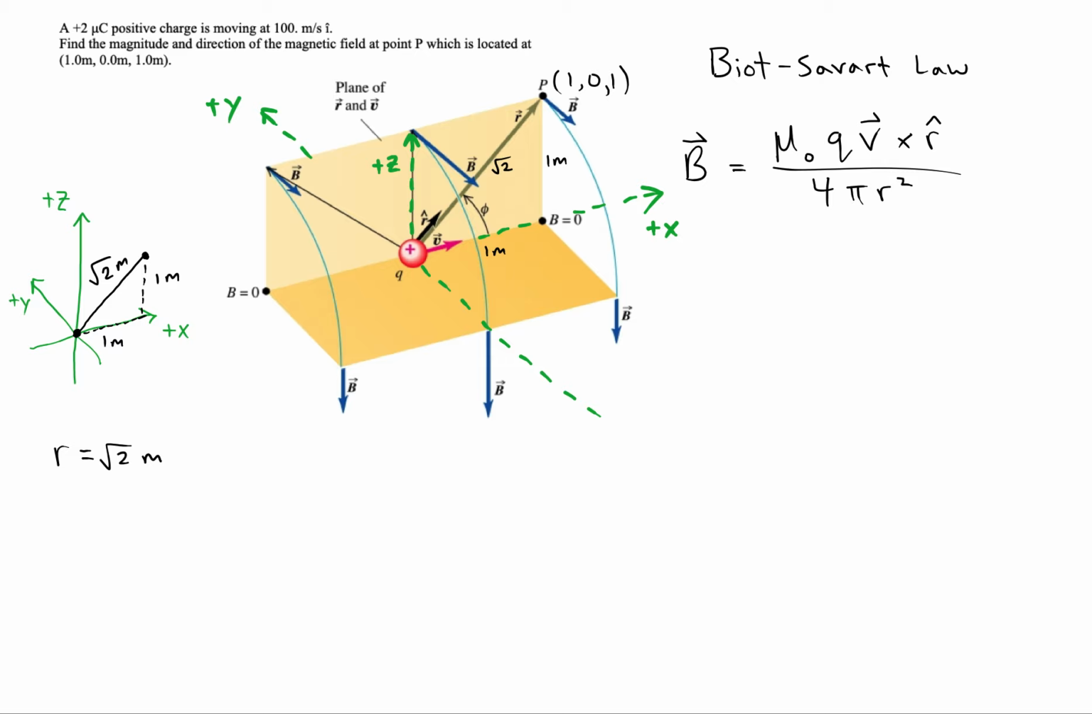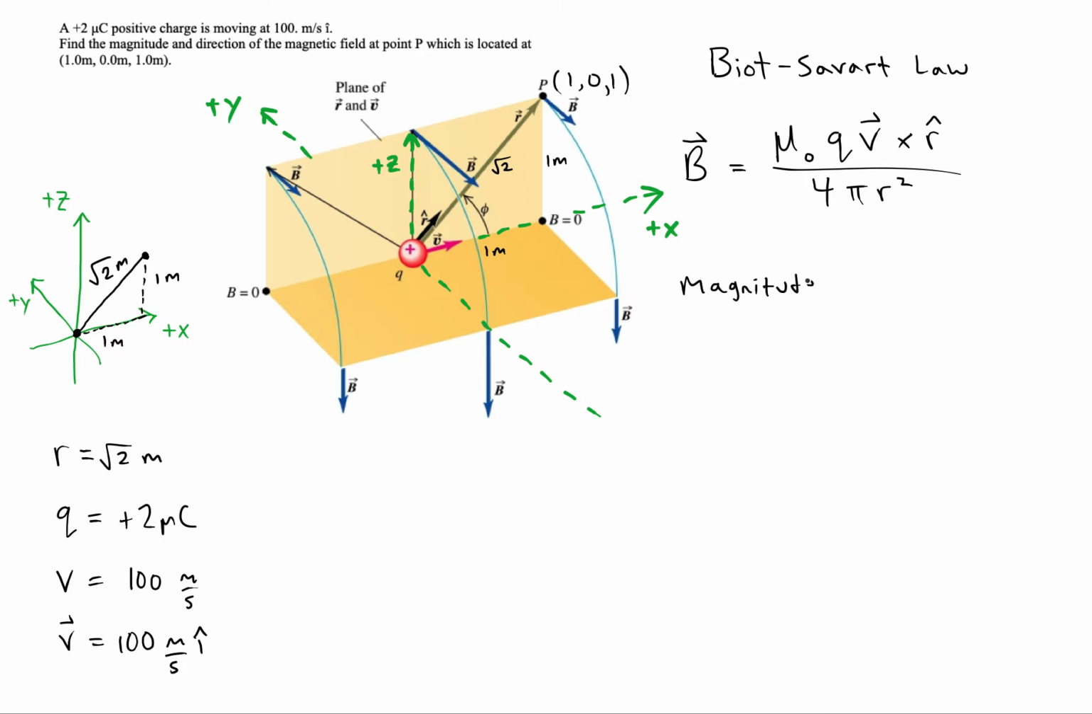All right, another thing we're going to need to know is the Q of our charge. So it's not just a proton here, it's actually a +2 microcoulomb charge. We'll need to know the speed of it, and that is 100 meters per second. The velocity is in the positive x direction, so that's positive i hat.